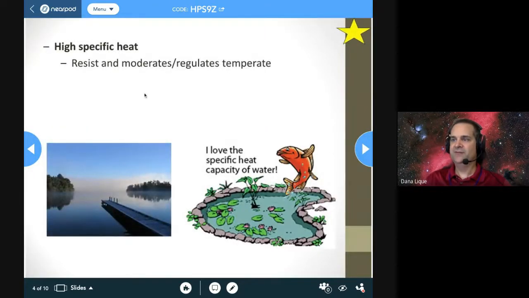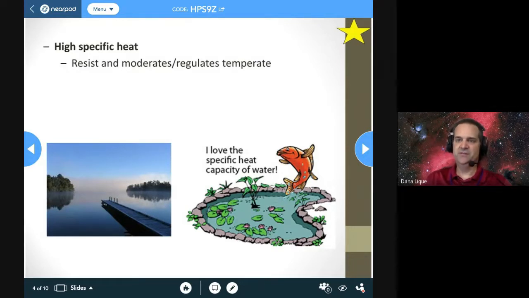All right. First property of water we call high specific heat. Sometimes it's called high heat capacity. It could be written either way on your exams. Just keep that in mind. This just means that it takes a lot of energy to increase the temperature of water. So, in other words, water is really good at resisting temperature change, regulating temperature, moderating temperature, however you want to phrase it. And this is really important.